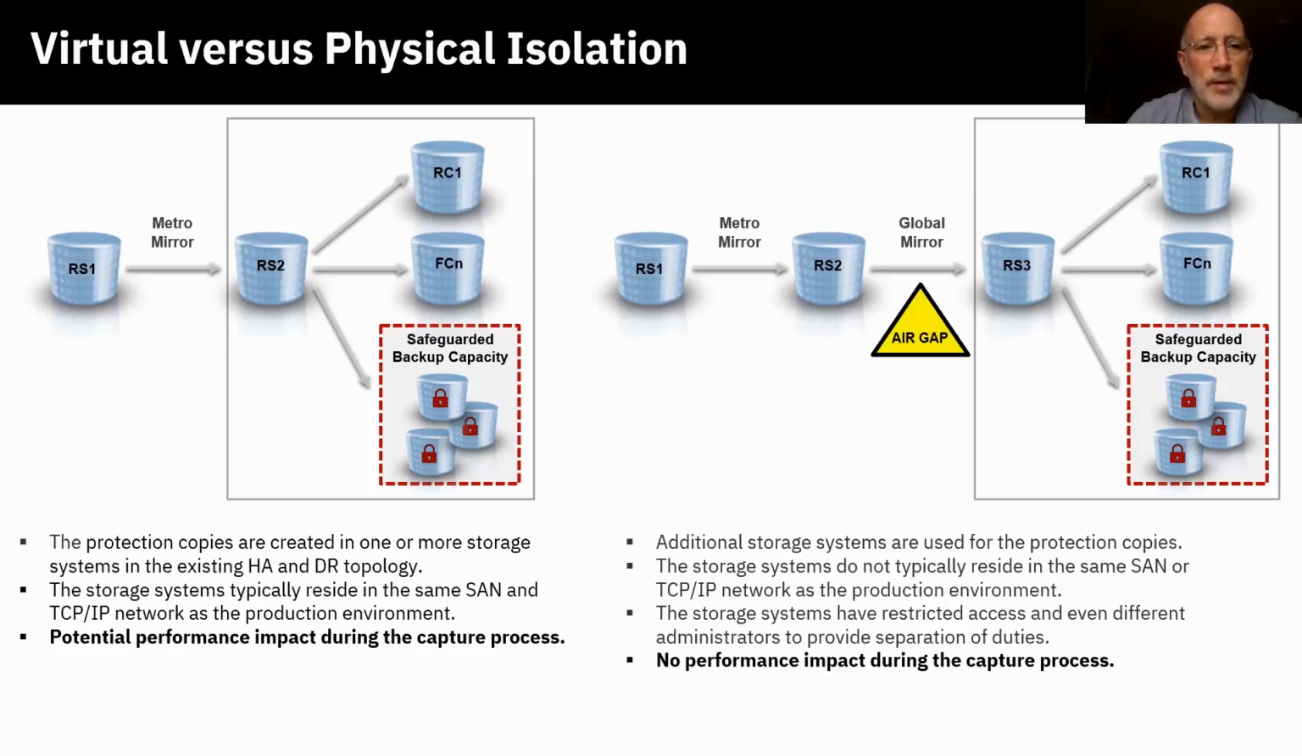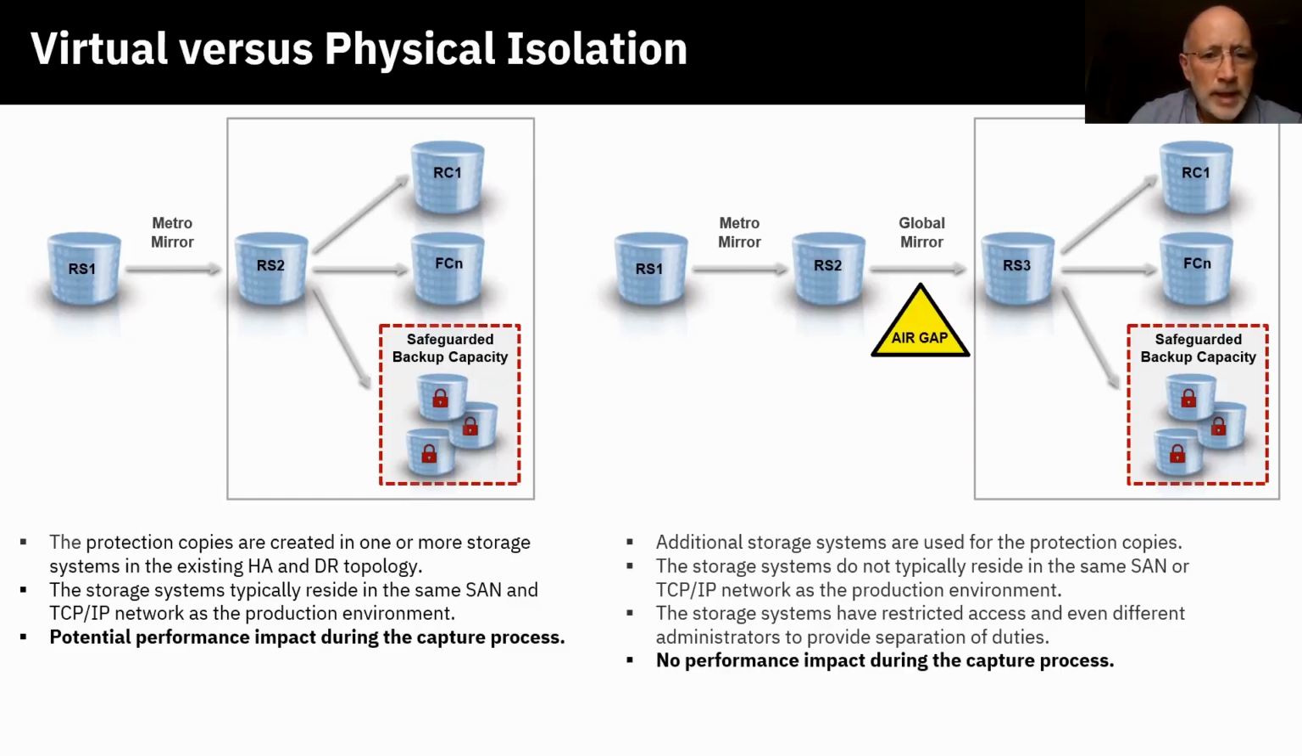So if your workload is not that sensitive to those types of impact times, then you could conceivably look to adopt a virtual isolation model, whereby you take captures directly from your production replication site 1 and/or your production replication site 2.